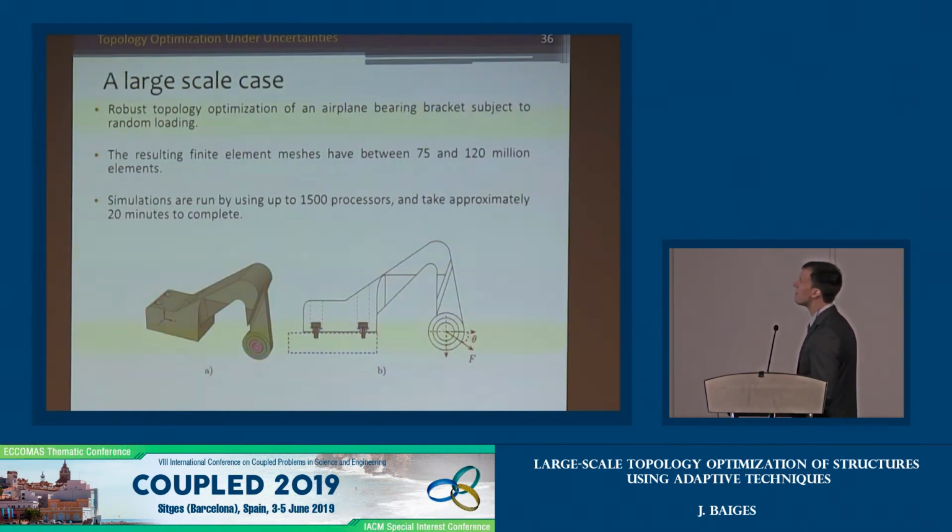And as a final example, I will show a large-scale simulation. So this is the robust topology optimization of an airplane bearing bracket, which is subject to random loading. The resulting finite element meshes are adaptively refined, and they have between 75 and 120 million elements, and simulations were run using up to 1,500 processors.